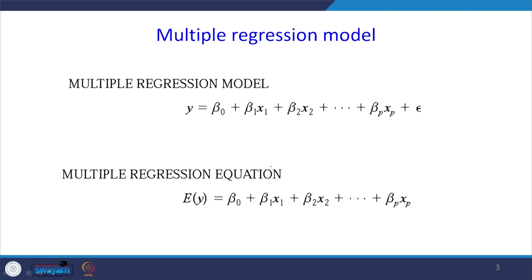A multiple regression model is when there is more than one independent variable; that is called a multiple linear regression model. If there is only one independent variable, it is a linear regression model. When you take the expected value of this multiple regression model, we know the assumption in regression equations is that the expected value of the error term is 0. So when you take the expected value of y, there won't be any error term; that is the multiple regression equation. Here beta 1, beta 2 are the coefficients of x1, x2, and beta p is the coefficient of xp.